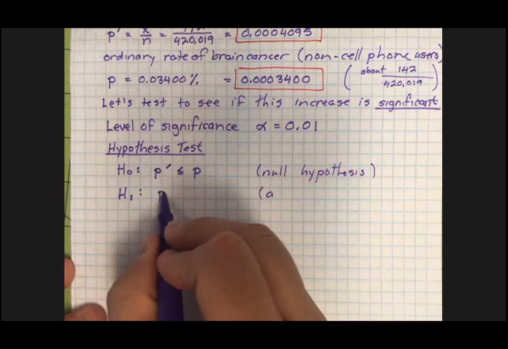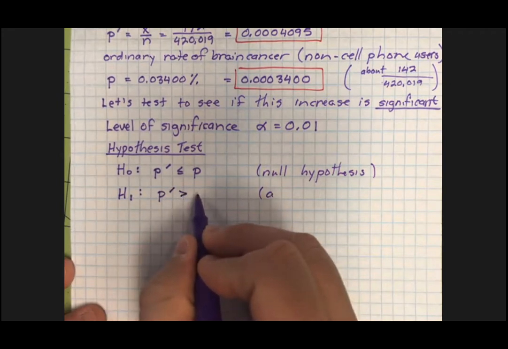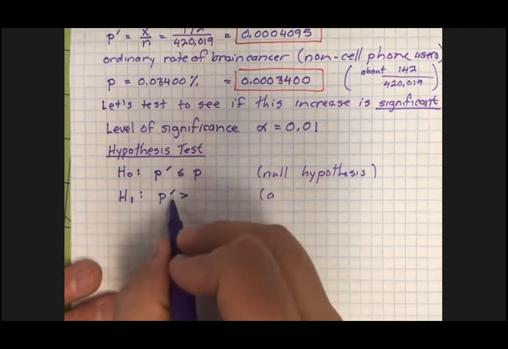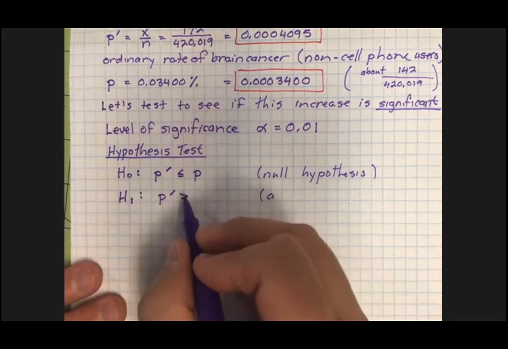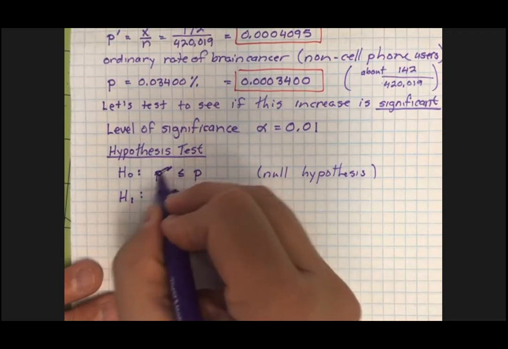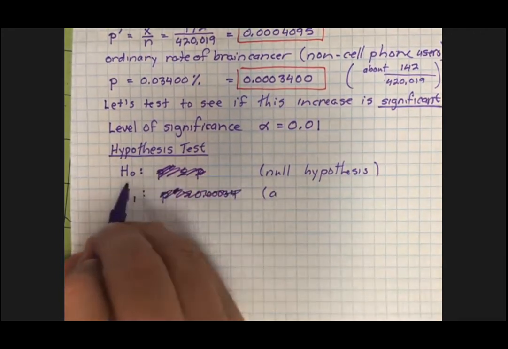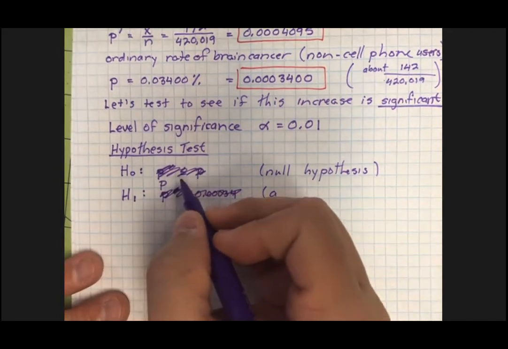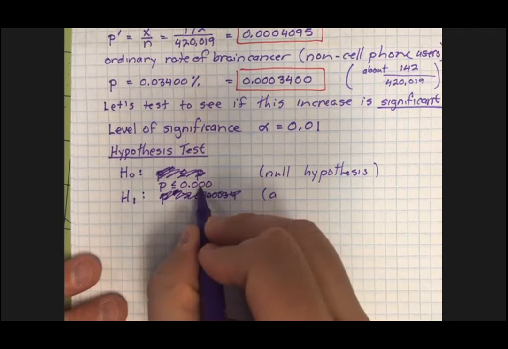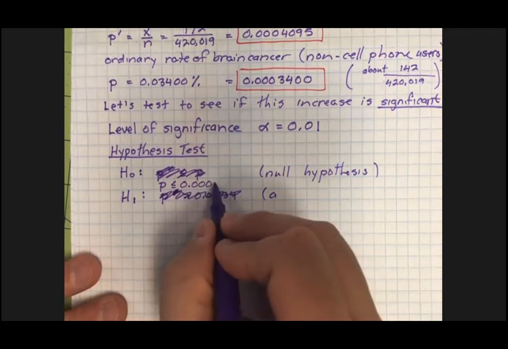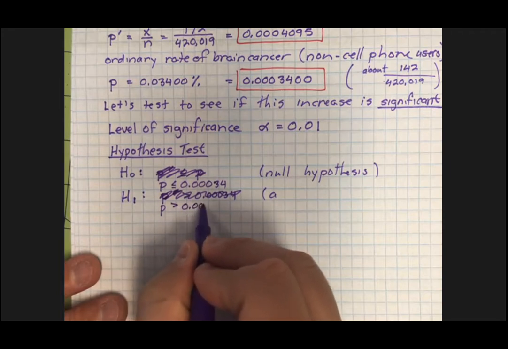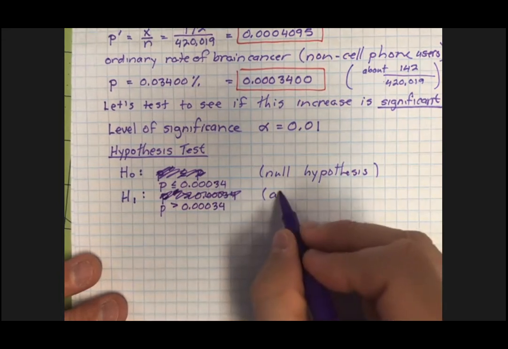And my alternative hypothesis will be, wait a minute, I'm nervous that the rate of cancer in this population is greater than the ordinary 0.00034. Let me rewrite that nicely. My regular hypothesis is that the cancer rates are no worse than 0.00034, no worse than 0.034%. But I'm nervous that cell phone users might have a higher cancer rate. And this is called my alternative hypothesis.